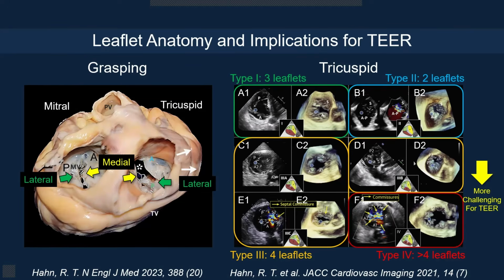Leaflet grasping is typically performed between a leaflet located medially towards the aortic valve or interatrial septum and its lateral counterpart. In mitral TEER, this involves grasping the anterior and posterior leaflet. When anatomic variants are present, such as multiple segments for tricuspid TEER, the septal is grasped with either anterior or posterior leaflet, but the procedure becomes technically more challenging as there are more leaflet segments present.